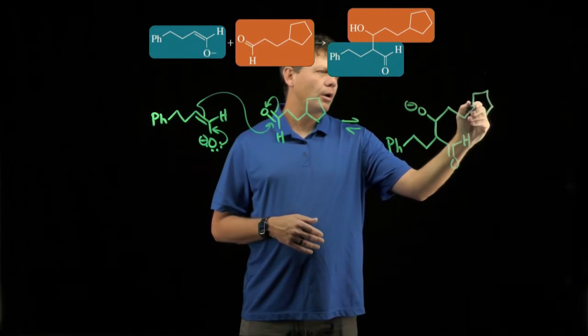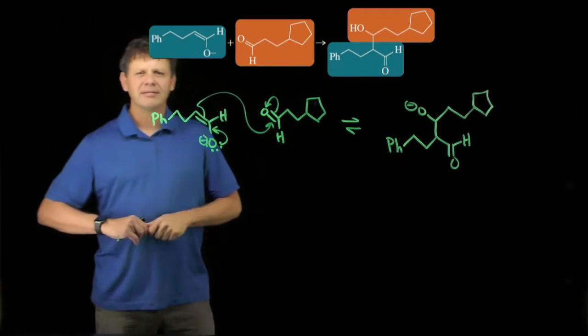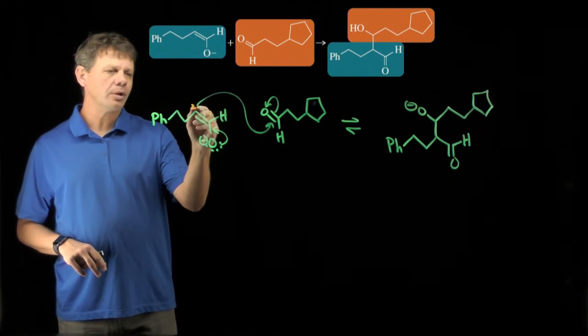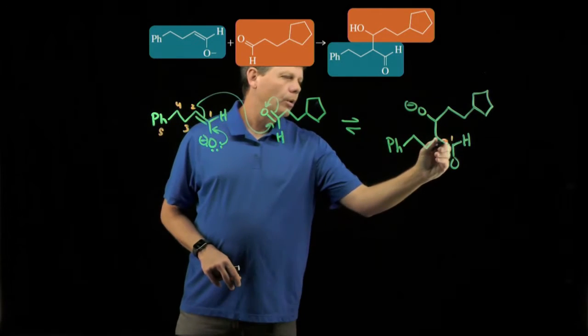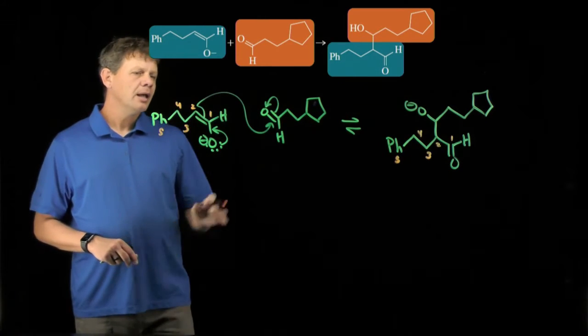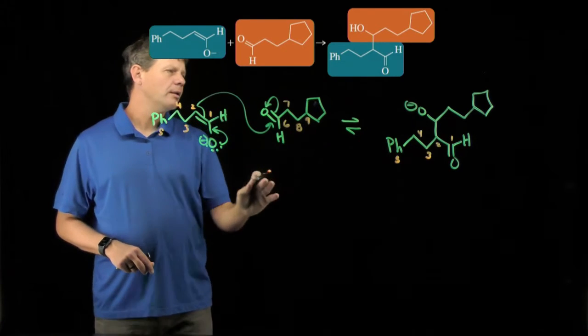Now, anytime we draw a mechanism, we're always going to want to number the carbons to make sure that we haven't correctly drawn the mechanism but incorrectly dropped a carbon. So we'll number this 1, 2, 3, 4. We'll give a 5 to the phenyl. 1, 2, 3, 4, 5 to the phenyl, so that looks good. We'll call this one 6, 7, 8, and we'll just number that one.